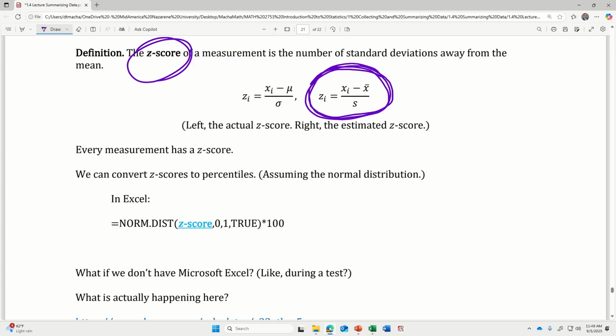Every measurement is going to have a z-score. And we like z-scores because we can take z-scores and convert them to percentiles. In order to do that, we're making a kind of hasty assumption here. We're going to assume that our data is normally distributed.